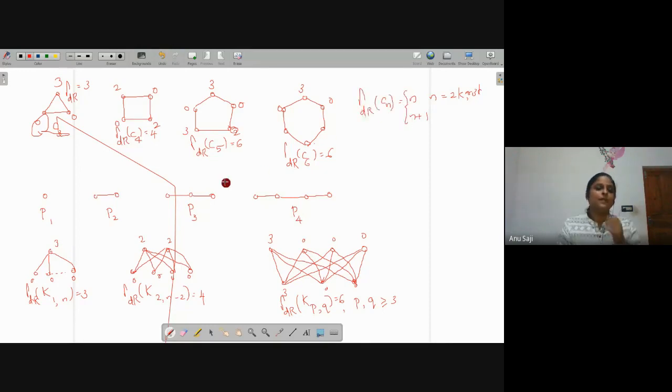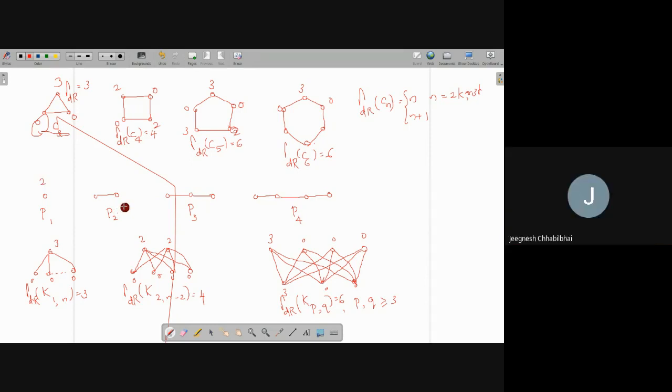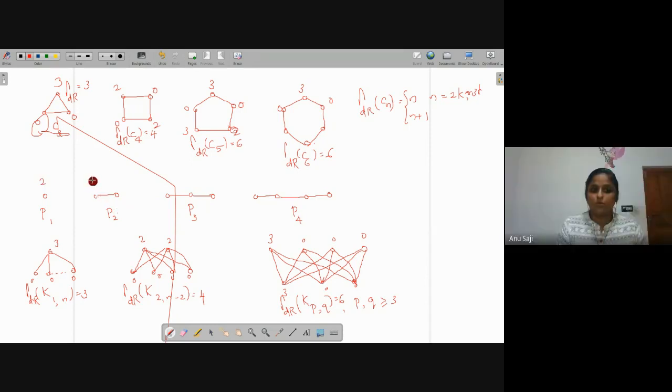Okay. Now, what about paths? P1 we have already discussed. It is 2. P2? It is also 2. No. Two won't work, sir. Because in that case, we have to put 0 and 3. Yes, 0, 3. Gamma dr will be 3.